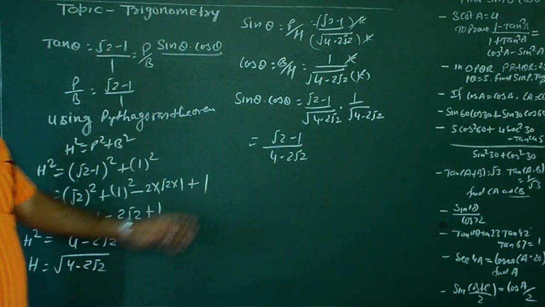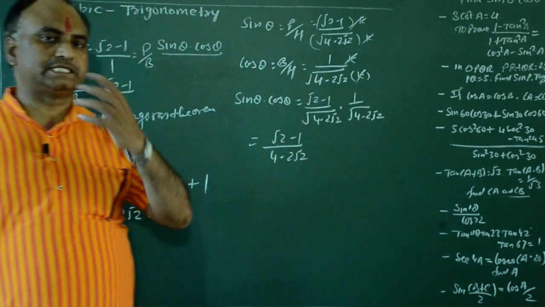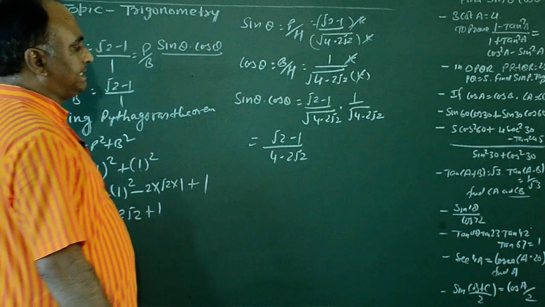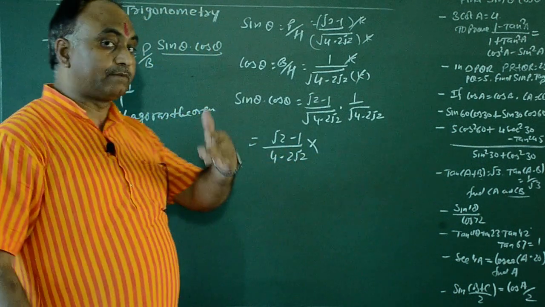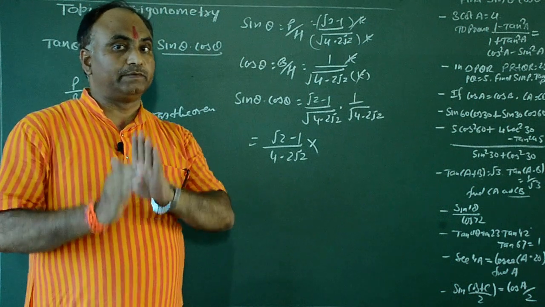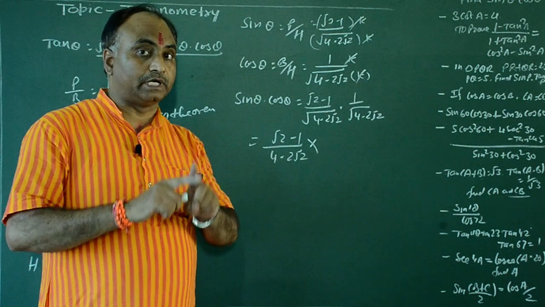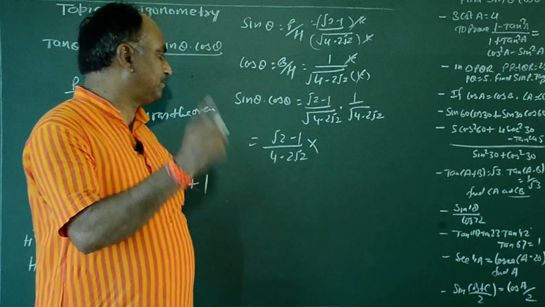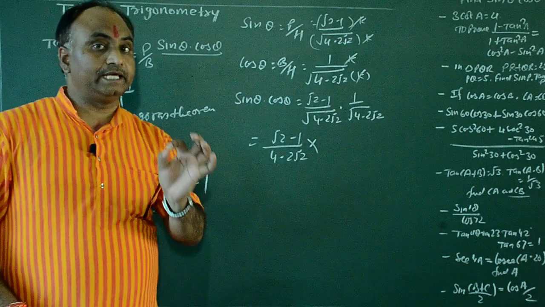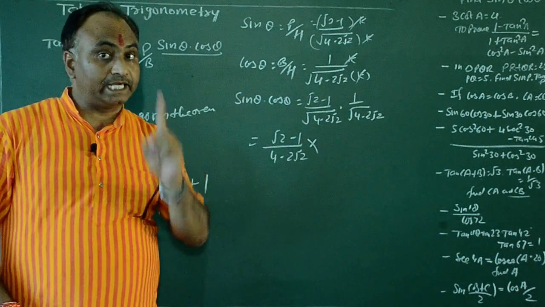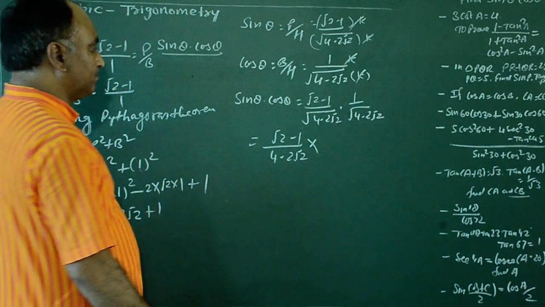Since you have a root number in the denominator, you have to rationalize it. How will you rationalize it? If your term is given in the form a minus b, you multiply it by a plus b. And if it is given in the form a plus b, you multiply it by a minus b, so that you get the formula (a minus b) into (a plus b) equal to a square minus b square.